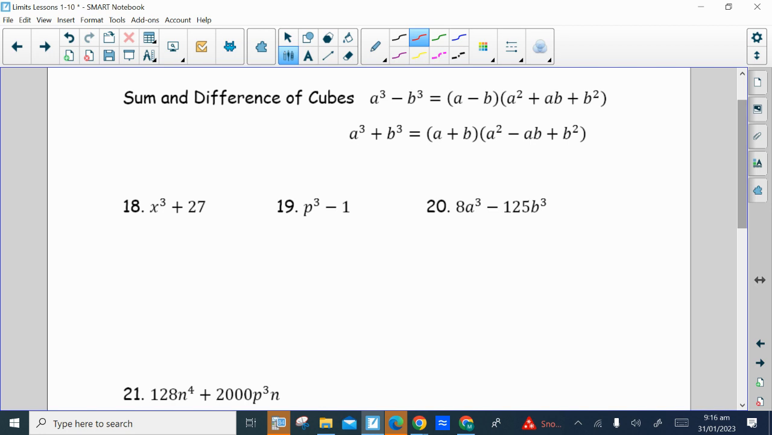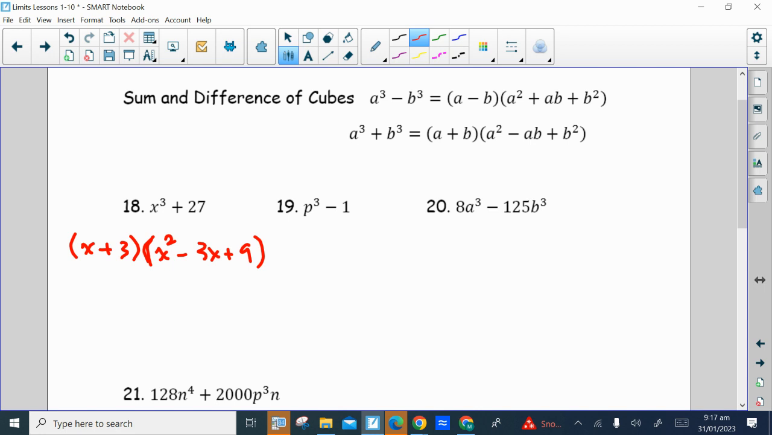So this first one is a sum of cubes. Those are both perfect cubes. So the cube root of x cubed is x. The cube root of 27 is 3. To get the terms for the trinomial, square the x, multiply the 3 and the x together, square the 3. And because we're factoring sum of cubes, the sign pattern is plus, minus, plus. Those are the factors.